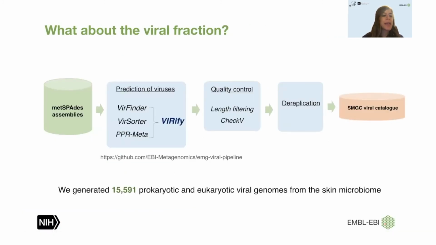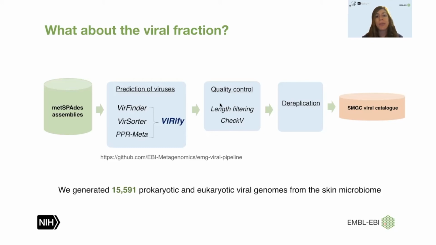So next we looked at the viruses. For this analysis, I used Verify, which was a tool developed by Martin at the Fin group. This allows us to input our metaspate assemblies, and then it runs these assemblies through VerFinder, VerSorter, and PPR meta. And then it determines some putative viral sequences that undergo quality control, because we often worry about false positives with viral analyses.